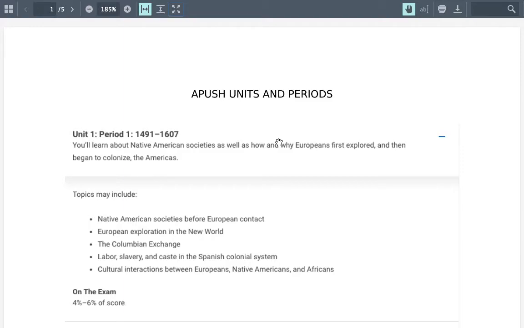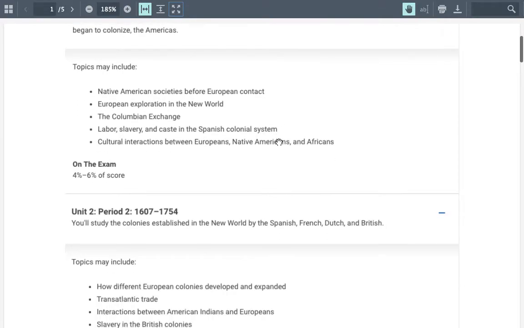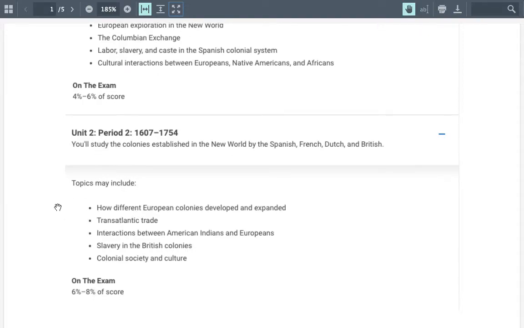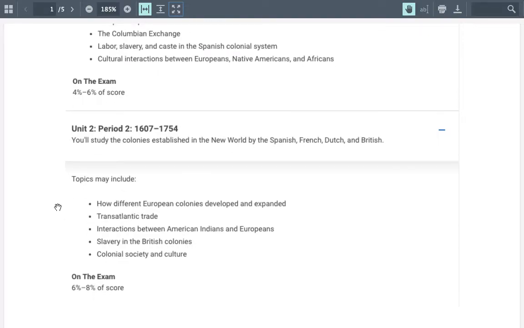So Unit 1 in Period 1 is going to take us from 1491 through 1607. The topics down here, as it says, might include Native American societies, so pre-Columbian, right? So before Columbus. The Columbian exchange, so what types of things are going to go back and forth between the New World and the Old World. Things like systems of labor, cultural interactions. The percent on the exam, as you'll notice, is between 4 and 6% of your score will come from these topics. Unit 2, 1607 to 1754.